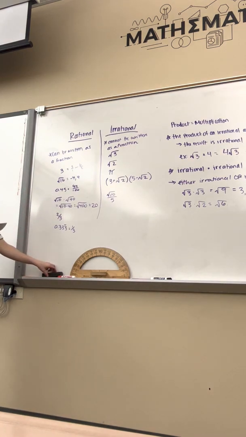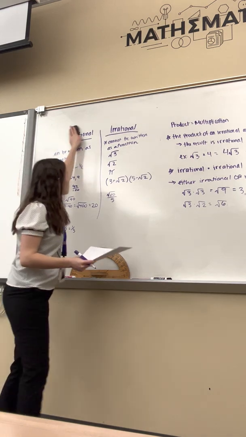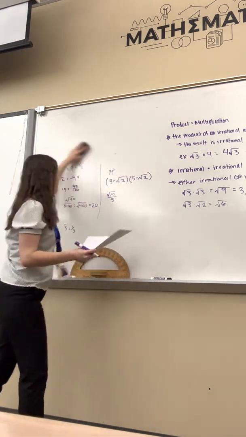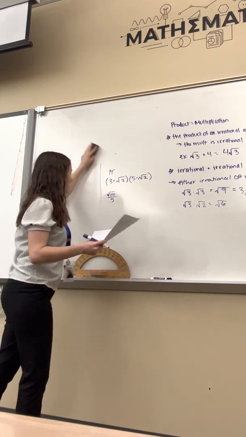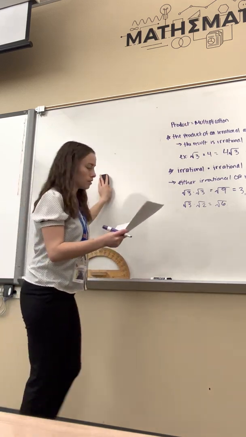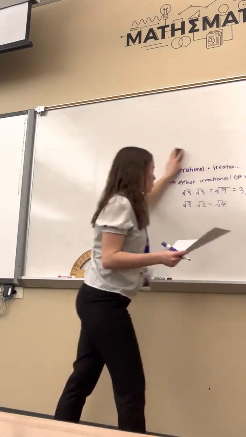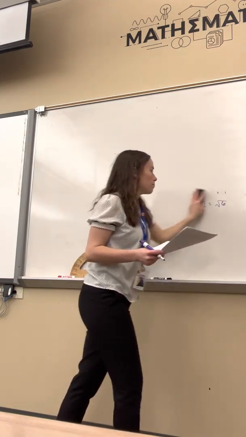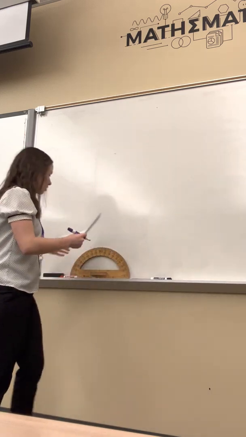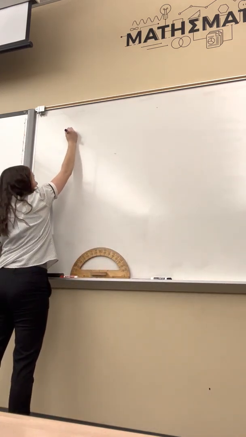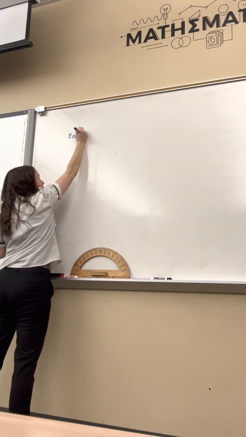If you need any of those, go ahead and pause the video, take some notes. I'm going to erase it. The next thing we're going to go into is radicals. And a radical is like a square root symbol, but it can be more complex than that. So, we're also going to talk about rational exponents.